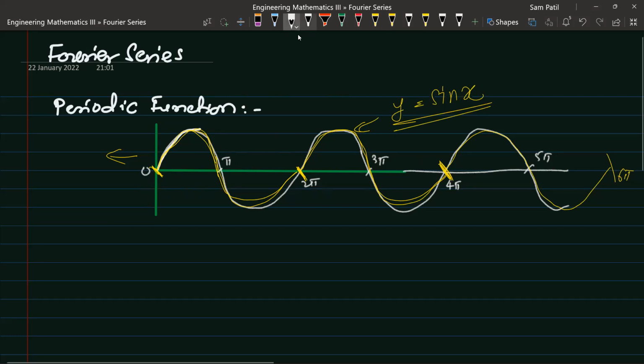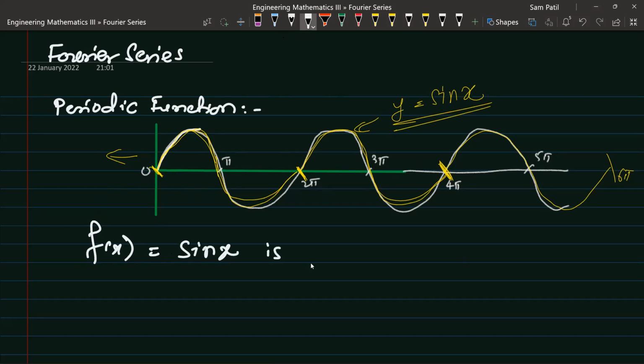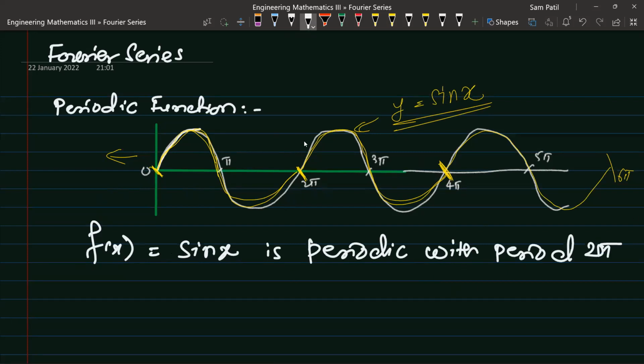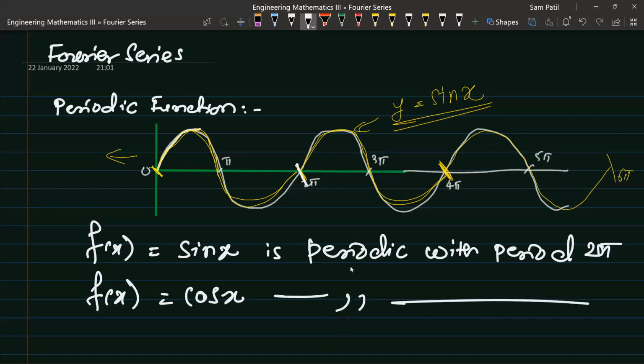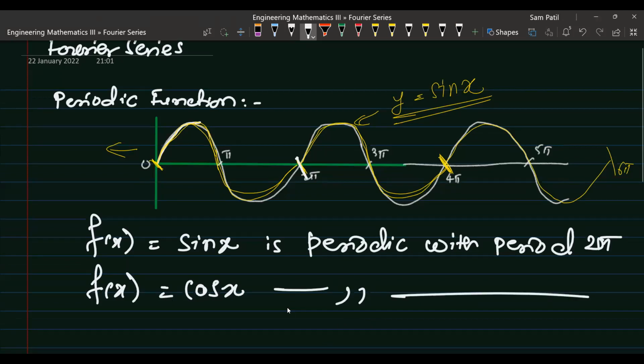Therefore we can say that f(x) = sin x is periodic with period 2 pi, because after a 2 pi interval the same curve, the graph, is repeating. Again, the same thing we can say about f(x) = cos x: it is periodic with period 2 pi. So the basic definition of this periodic function is what?